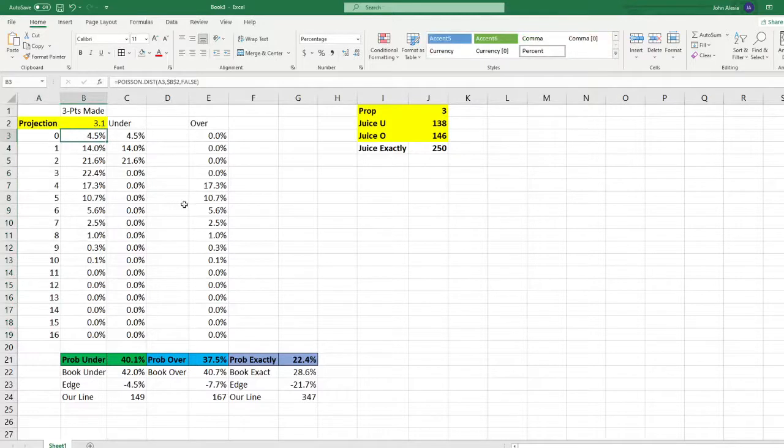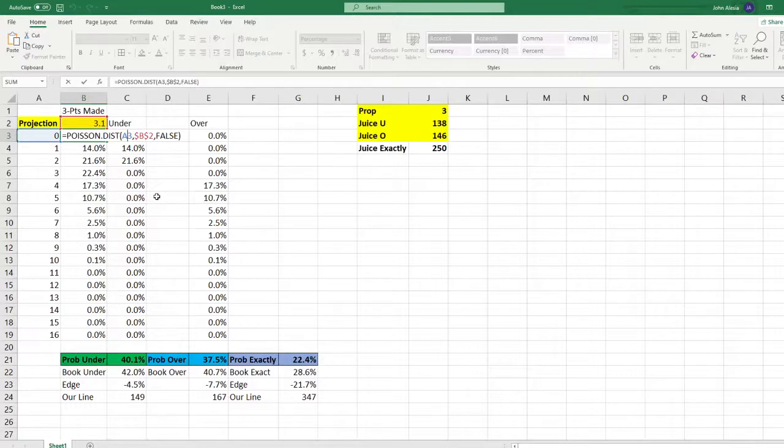Now in Excel, they make this super easy. If you just type in equals POISSON.DIST, as you see it written here in my address bar, and then parentheses, the first part of the formula is X. X is the potential outcome for this prop. So 0 would be the first of the potential outcomes of this prop. And of course we go down 1, 2, 3, 4, and so on.